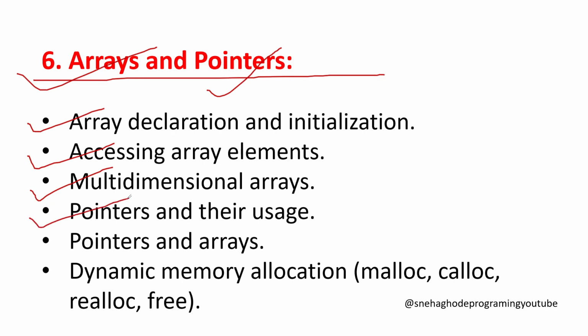Then we are going to see how to use pointers, then pointer to array. Then we are going to see dynamic memory allocation: malloc means memory allocation, calloc means contiguous memory allocation, realloc means reallocation of the memory, and free means to free the allocated memory. So that is all about arrays and pointers. A pointer is a variable which stores the address of another variable. This is a very important and interesting topic we are going to see.